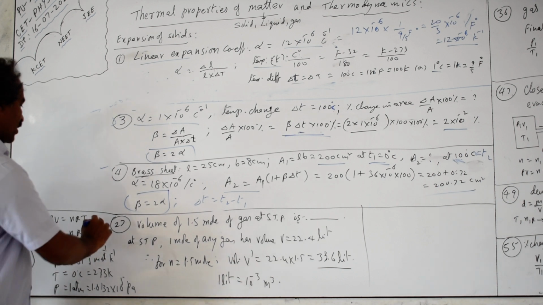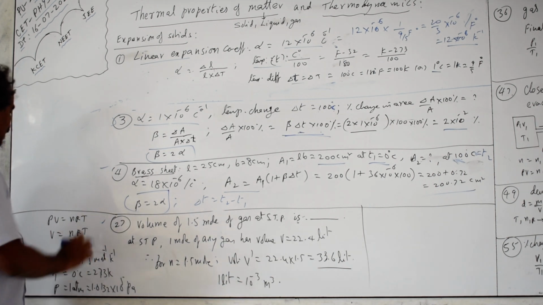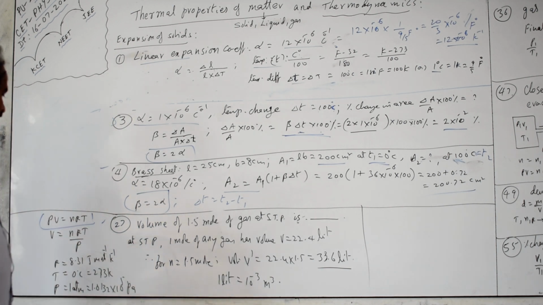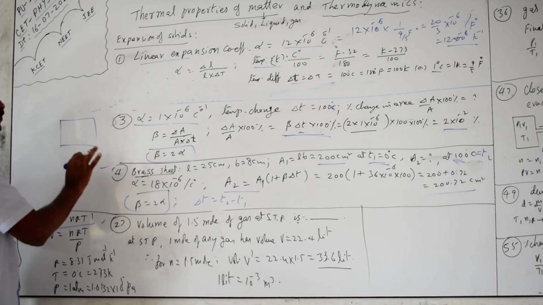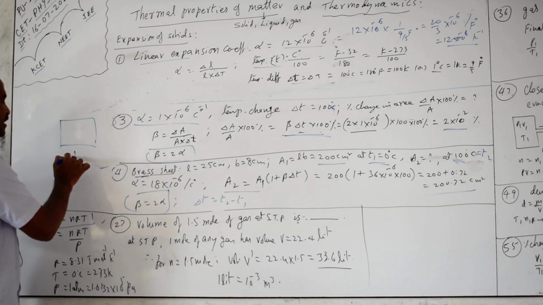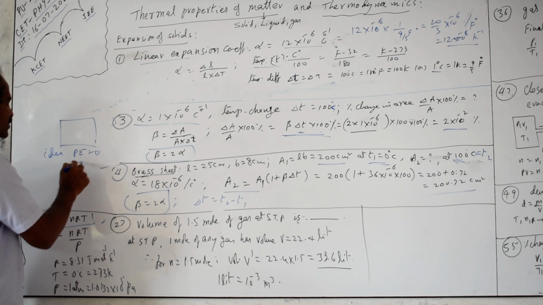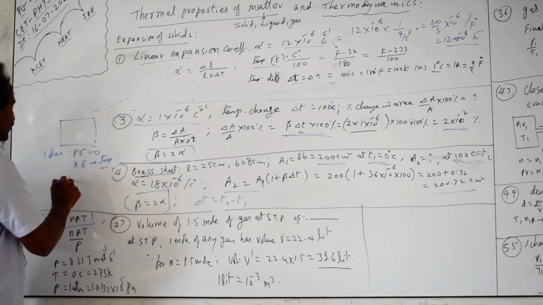Next, this problem is related to gases. For gases, we basically use the ideal gas equation. Ideal gases are gases whose particle size is negligible and there is no molecular force of attraction. Because of that, the potential energy is 0 for ideal gases, and what they have is only kinetic energy. Kinetic energy is a measure of internal energy, which depends on the temperature.